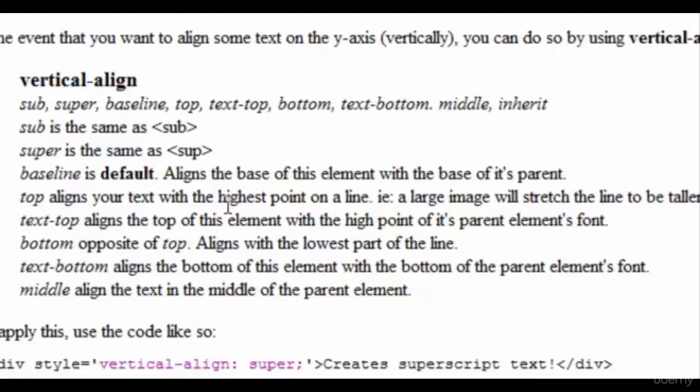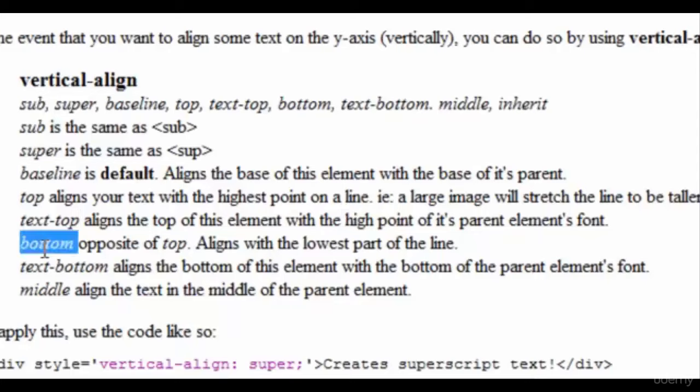However, if you have a font that's 32 pixels, that's going to stretch the line, whereas if you had an image and that tried to stretch the line to 32 pixels, that's not going to affect this. It's only going to align the text to the very top of all the other text so that it all lines up at the top of the line. This one's a little bit more tricky to explain.